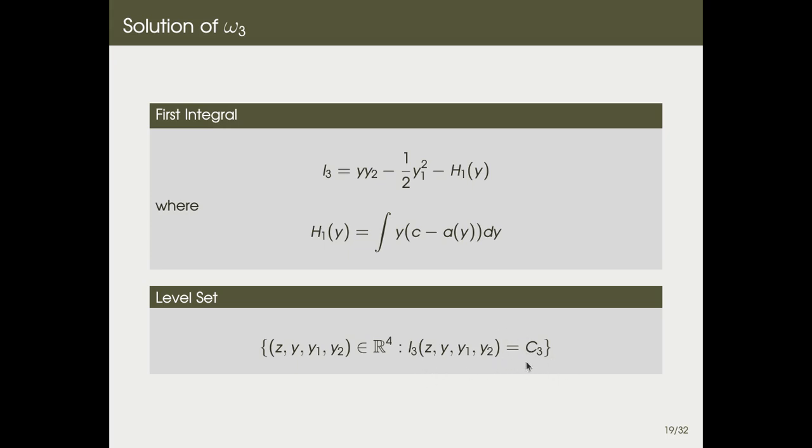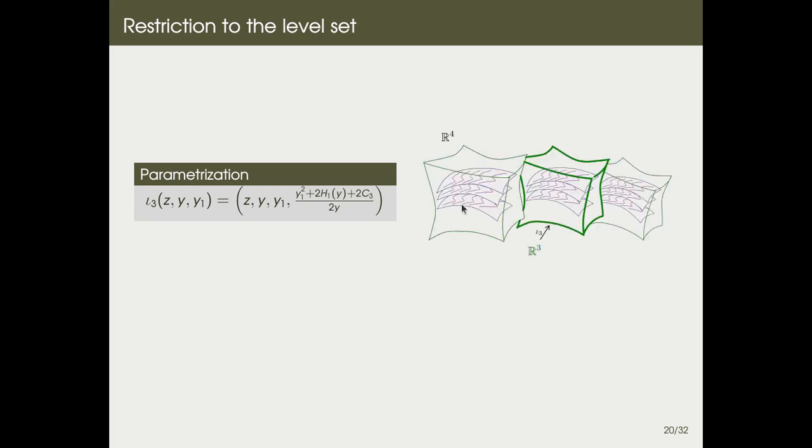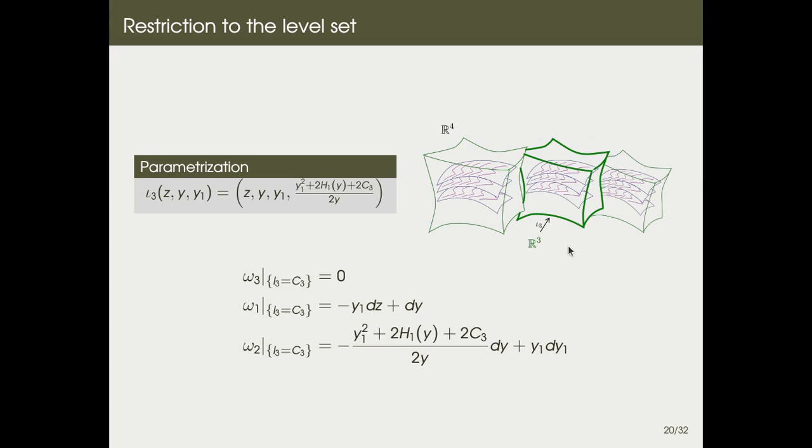And then we focus on the level sets by taking I3 equals C3. We take a particular value C3 and find a parametrization of this level set, which is now a three-dimensional manifold. Recall that we can imagine something like this at this point. And now we restrict the one forms to this level set. Of course, the restriction of omega 3 is 0, and we are left with the other 2 one forms.